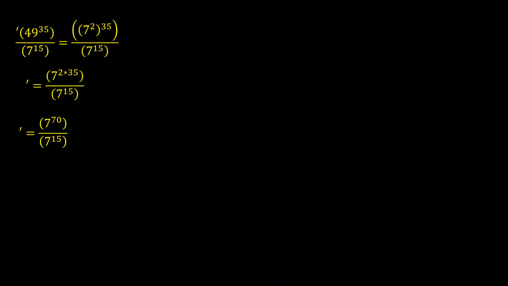Simplify the exponent to get 7 to the power of 70 divided by 7 to the power of 15. Using the quotient rule for exponents, we subtract the powers, giving us 7 to the power of 70 minus 15. Simplify the exponent, and the result is 7 to the power of 55.